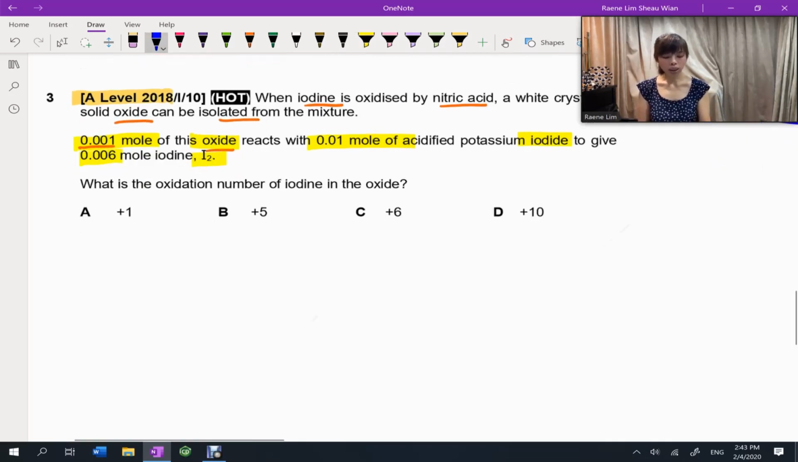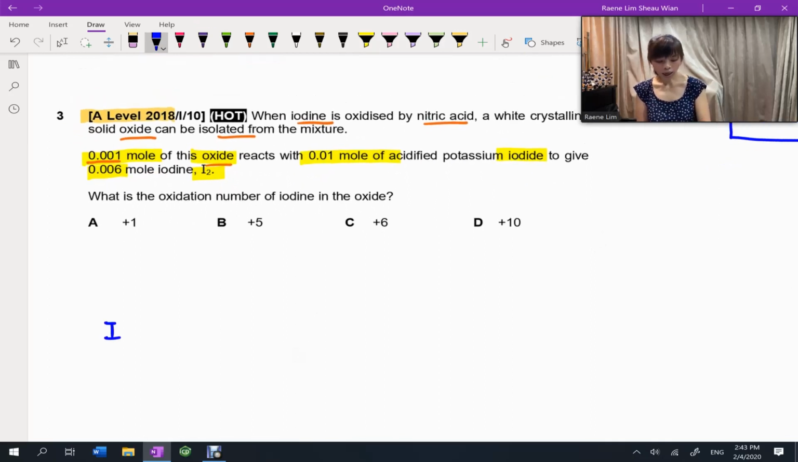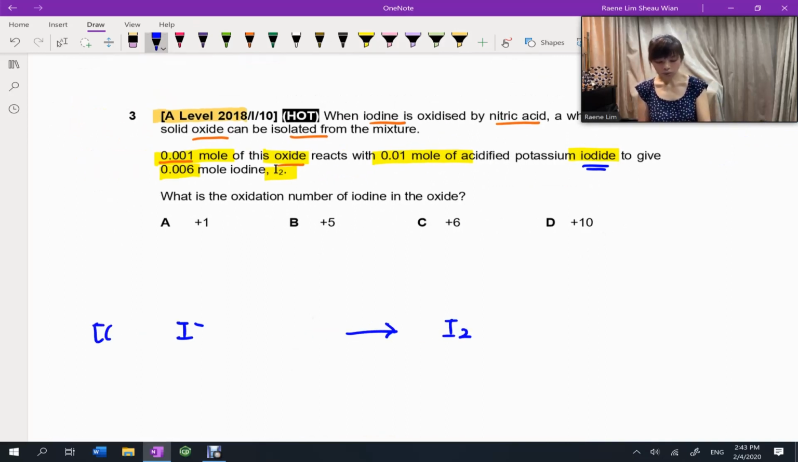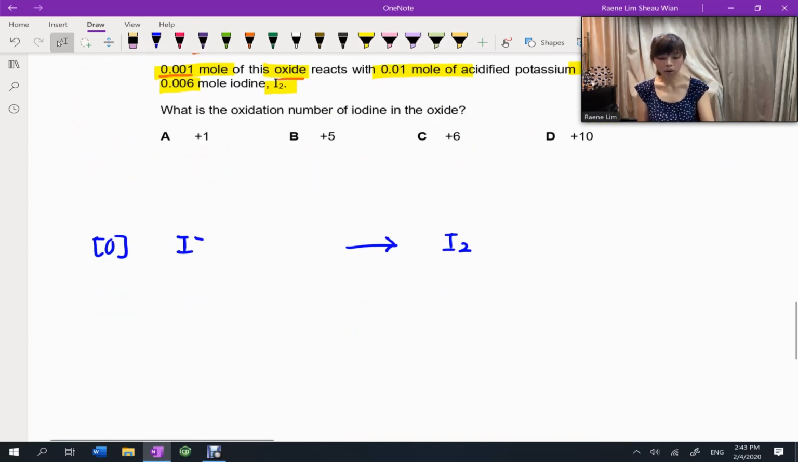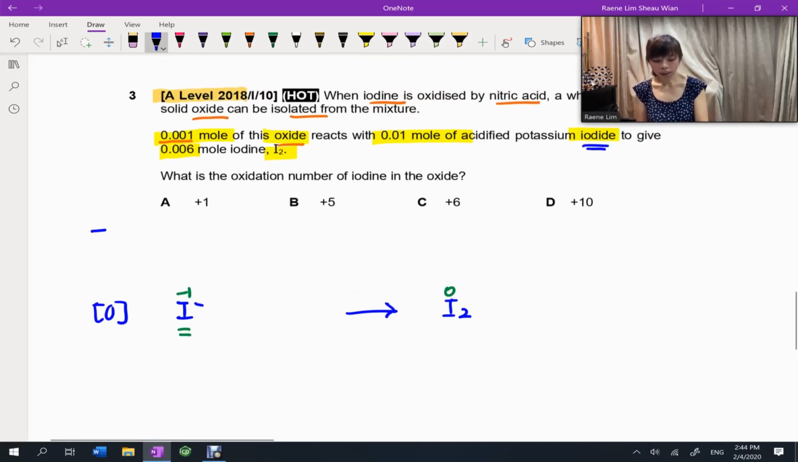Now what they are trying to say is basically iodide, I minus, is forming iodine. So what happens is oxidation, because the oxidation state of iodine changes from -1 to 0. Therefore the iodine oxide, let me write a representation for it. Let's say I represent it by In plus, because I don't know how many units of iodine is in this oxide and what the oxidation state is. So I'm just going to represent it with In plus.